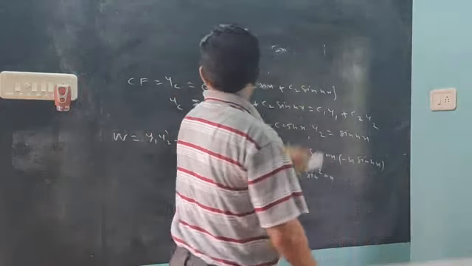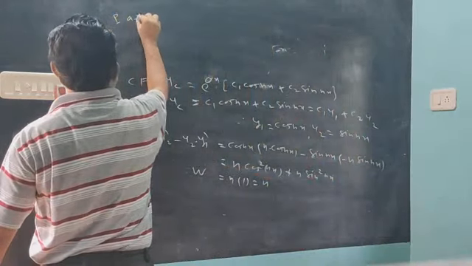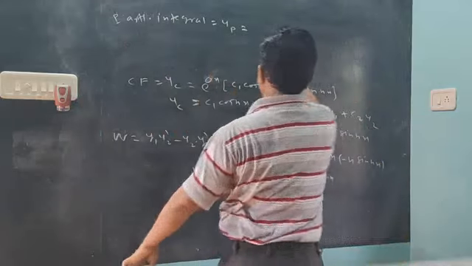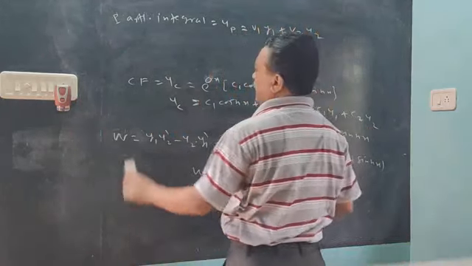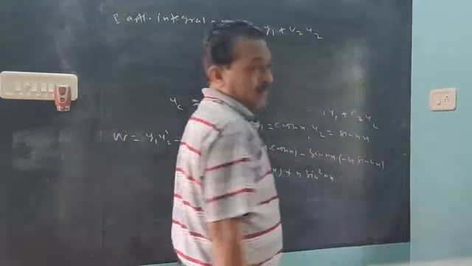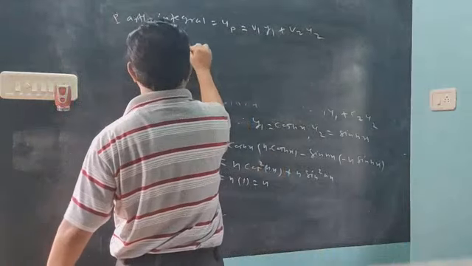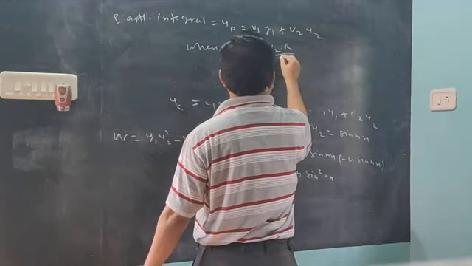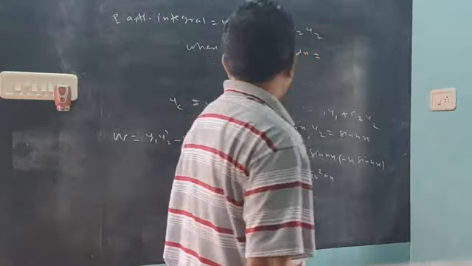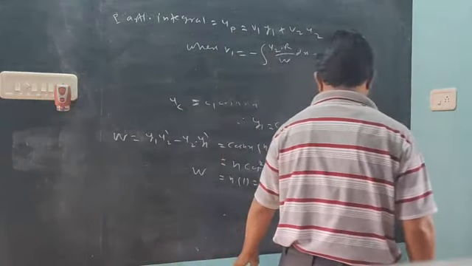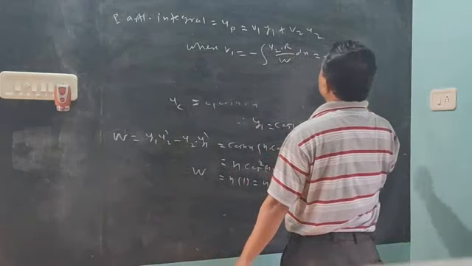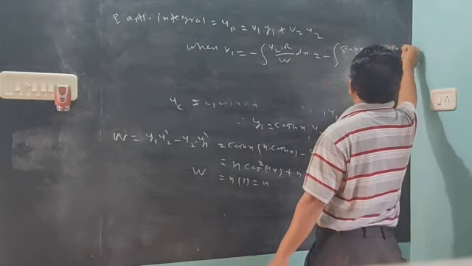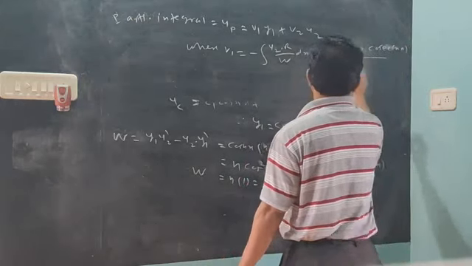Okay, so this is your first part. Now the second part, the particular solution or particular integral. By theory, it is V1 y1 plus V2 y2, the variation of parameter method. Now what are V1 and V2? I know the formula: V1 is minus the integral of y2, which is sin nx, times the right side, cosec nx, upon the Wronskian n, dx.